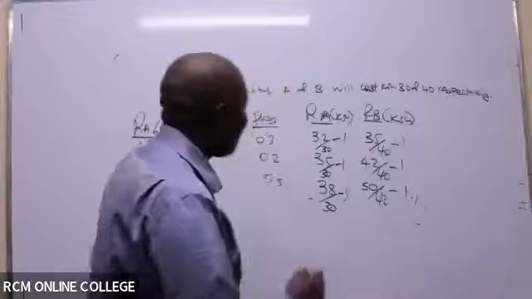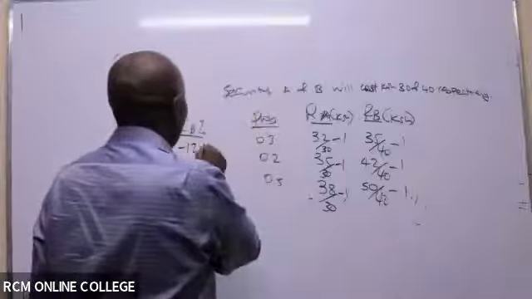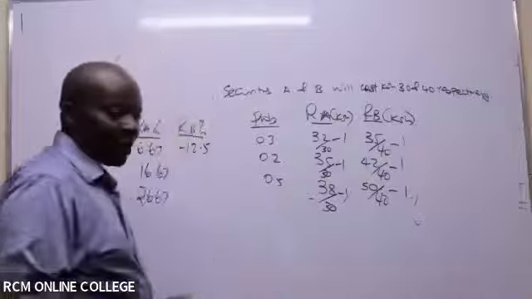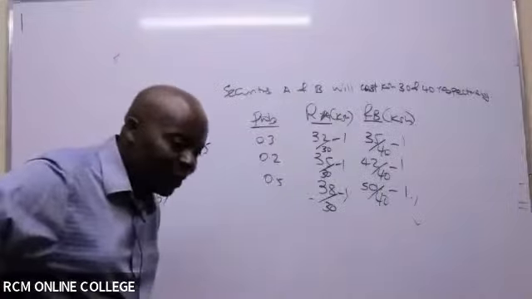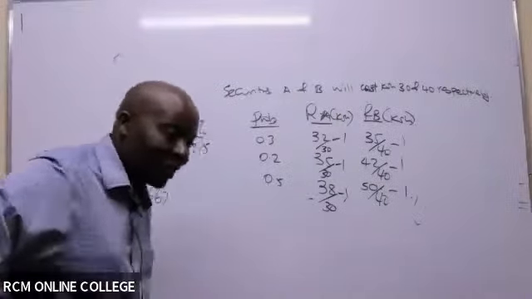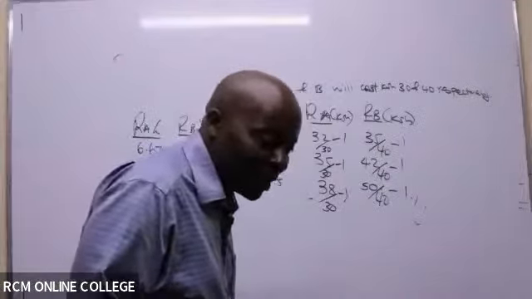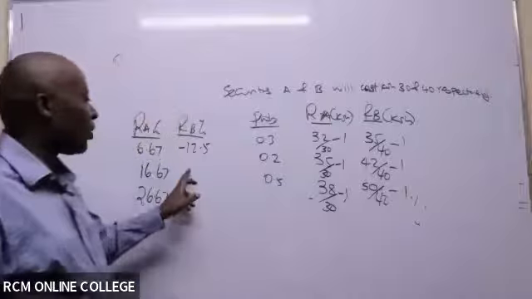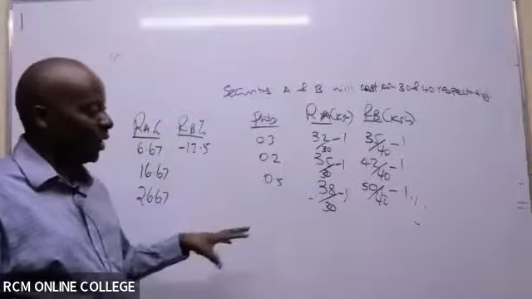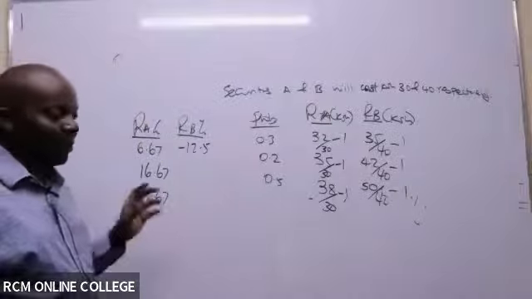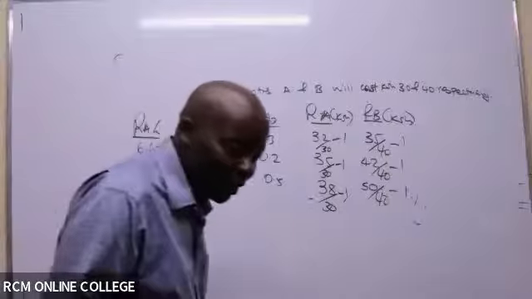So NJ ananiambia the first one is a loss of 12.5. Thank you so much, Victor. Great. How about the second one now? 42 divided by 40 minus 1. What are we getting there?